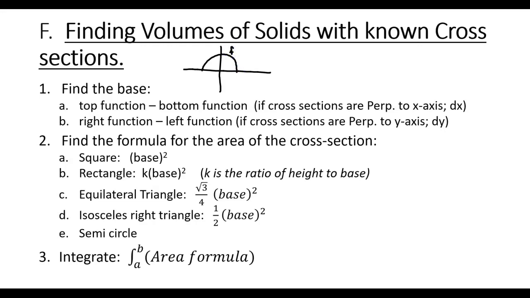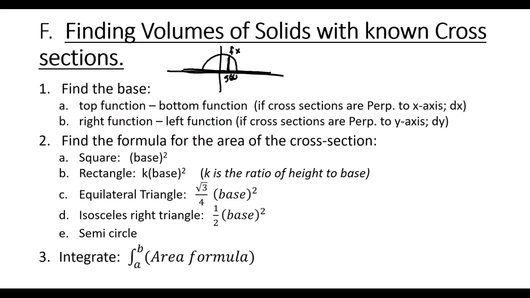This is my f, and this is my g. The distance between these is the base of my shape. And you'll see why I'm calling it the base in a moment. But the distance between the function f of x and the x-axis, which I'm going to call g of x, the distance between those is the base. So notice I did top minus bottom. Now, if you're doing something with respect to y, it'd be right minus left. But I'm going to be doing respect to x here.